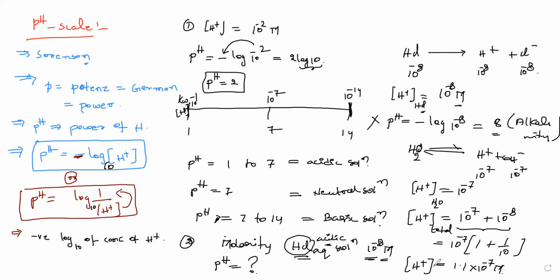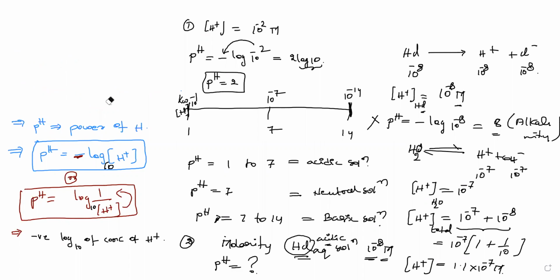Then we should substitute this value in the pH equation. That's why in the pH equation, we should substitute this value. We'll get the pH of the given solution. So finally, pH is equal to minus log of 1.1 into 10 to the power of minus 7.